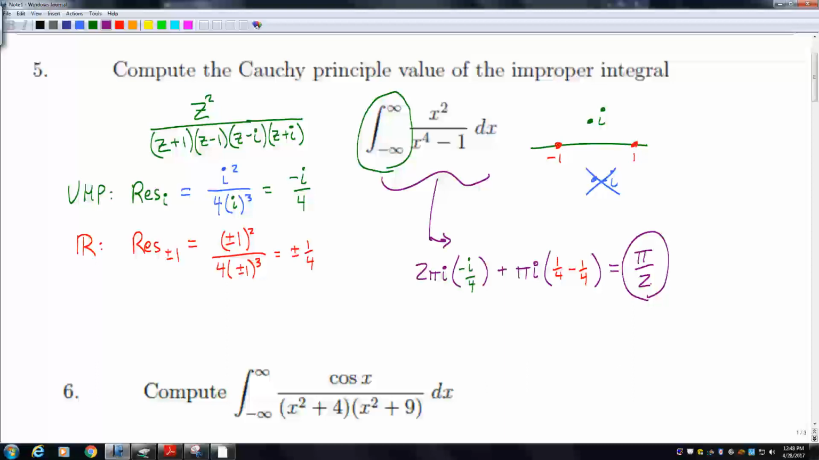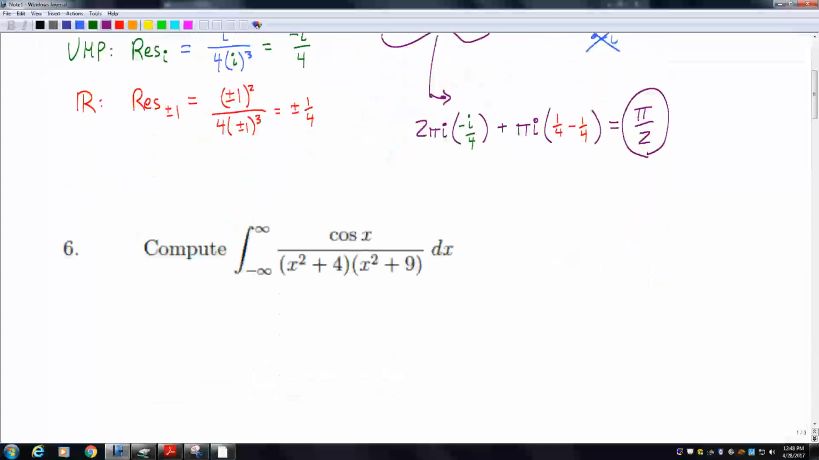Okay, so remember, this integral technically diverges, but we have this Cauchy principal value to assign some kind of value to it using residues as what we call big R goes out to infinity there. Number 6.